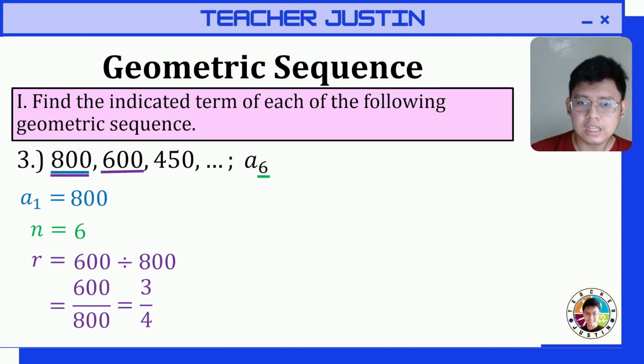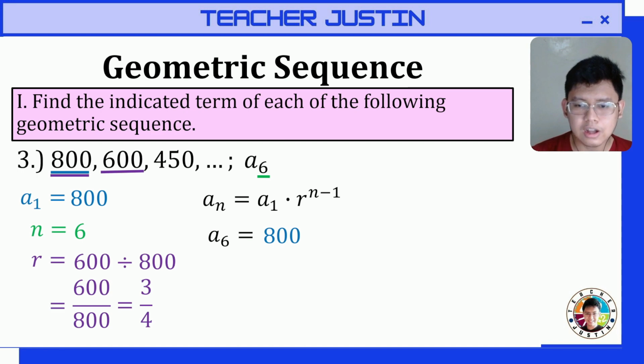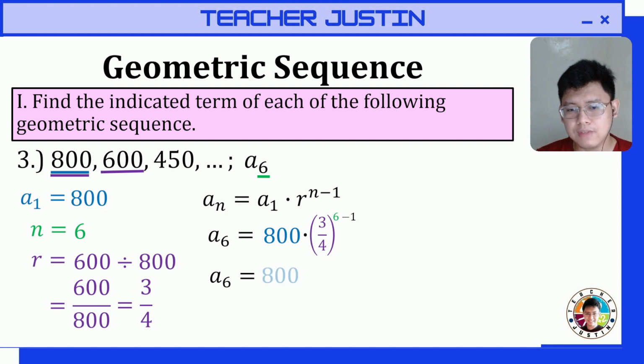To solve for the sixth term of our geometric sequence, gagamit tayo ng formula na a sub n is equal to a sub 1 times r raised to n minus 1. Substitute natin yung given natin. A sub 6 is equal to the first term, which is 800, times r, which is 3 over 4, raised to 6 minus 1. So simplify natin yung ating exponent. We will have 800 times 3 over 4 raised to 5.